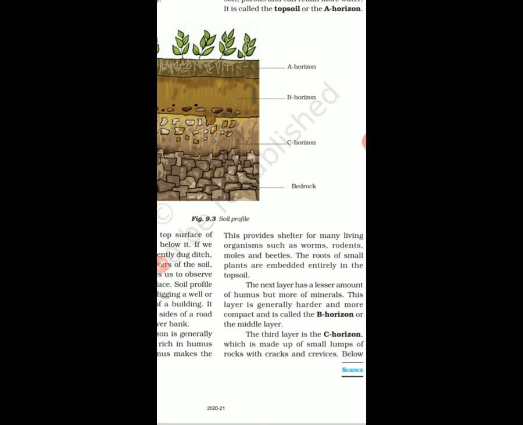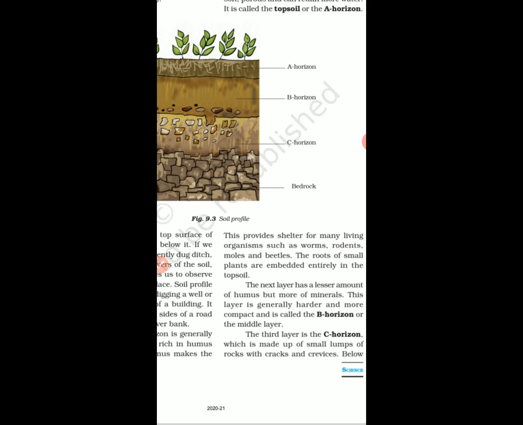Below this layer is the bedrock which is hard and difficult to dig with a spade. C horizon, it is made up of small rocks with cracks. It is harder than A and B. It is least fertile, right? And below this, there is a bedrock. Means it cannot be dug by a spade. You need machines to dig after this layer, right? So these are the layers.